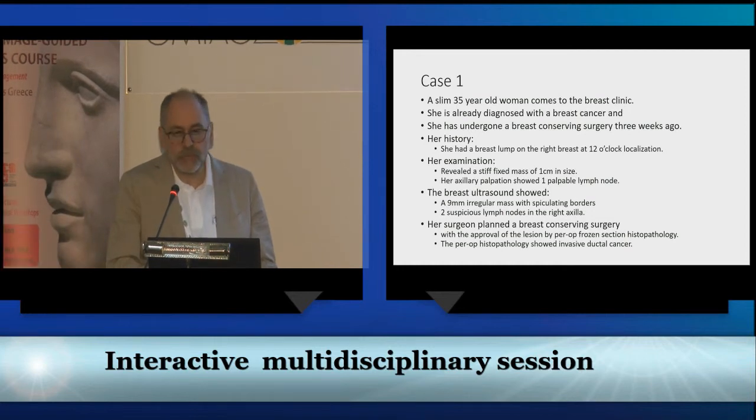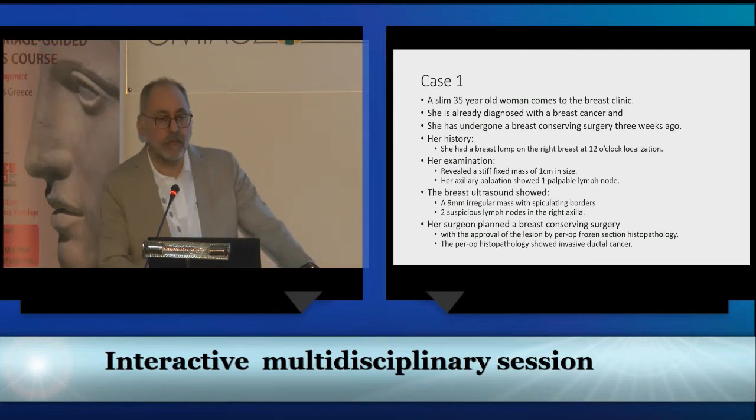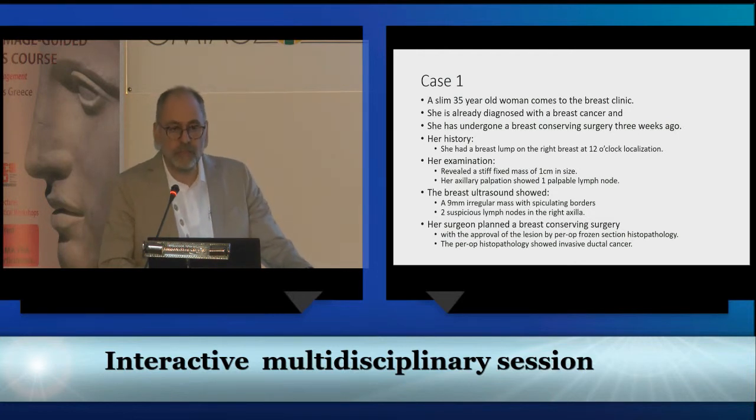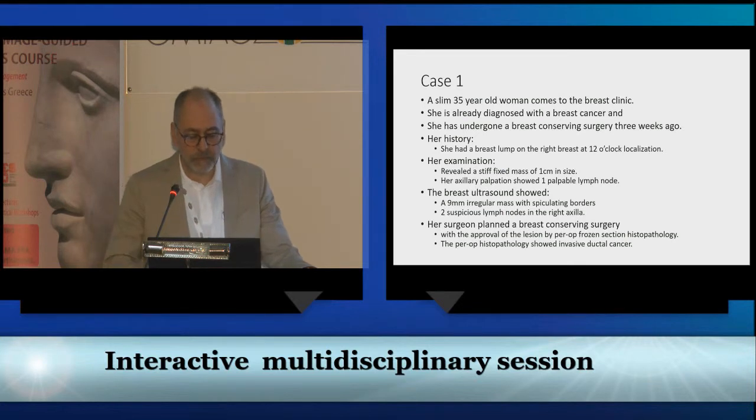On breast ultrasound, she had breast ultrasound only: a 9 millimeter irregular mass with blurred borders, and 2 suspicious lymph nodes in the right axilla. Her surgeon planned breast conserving surgery with confirmation of the lesion by per-op frozen section histopathology. She didn't have a biopsy before the surgery. The per-op histopathology showed invasive ductal cancer. So she had the excision of this 1 centimeter lesion, 12 millimeters on pathology, and she had the axillary dissection. So I would like to start with Dina.